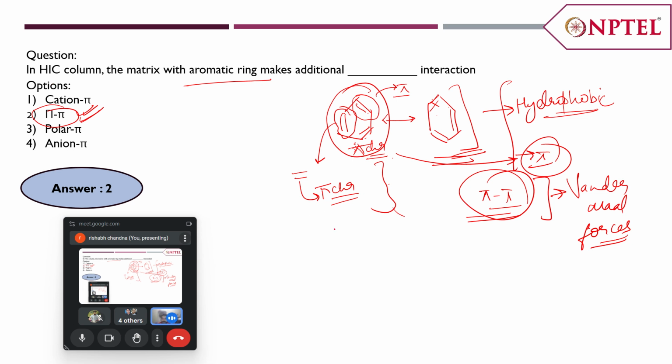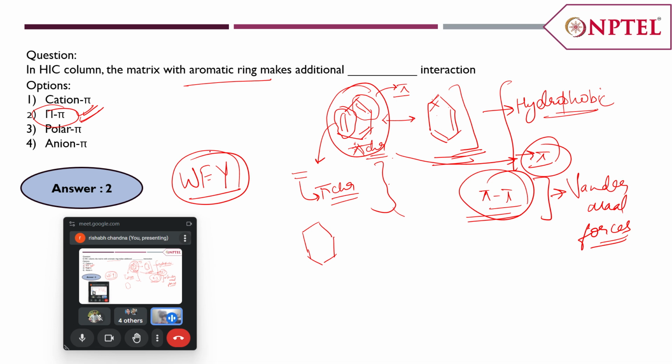Okay, so I'm explaining the question again. So what will happen? We see that there are aromatic rings. Okay, so in case of proteins, we have three basic aromatic amino acids. That is phenylalanine, which is F, then we have tryptophan, and then we have tyrosine. So these are the aromatic amino acids that are present in the protein.